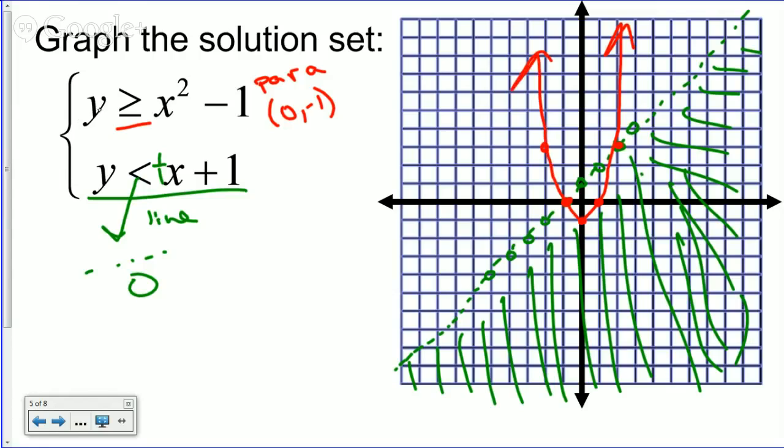Okay, so y is greater than my parabola. So that would be the inside here, or above your parabola. Now we need the solution set. Well, the solution set is going to be where your shading overlaps, and it's kind of hard because I didn't fully fill in everywhere. Okay, but if I'm shading below the line but above the parabola, where they overlap is right here.